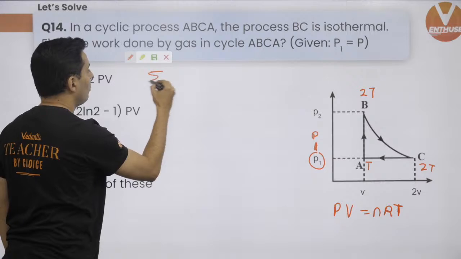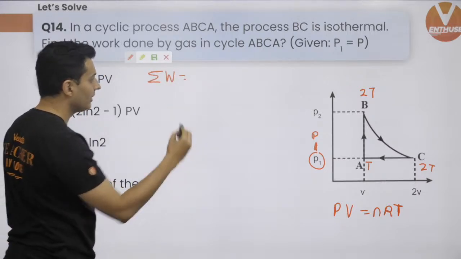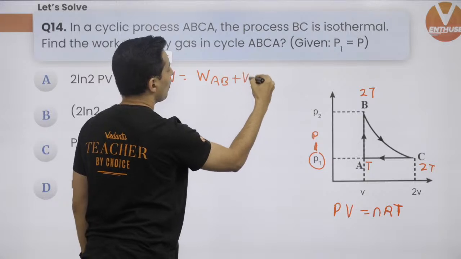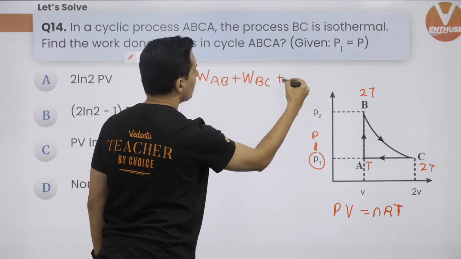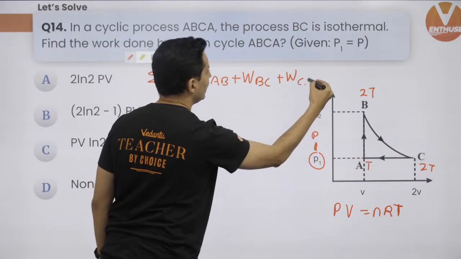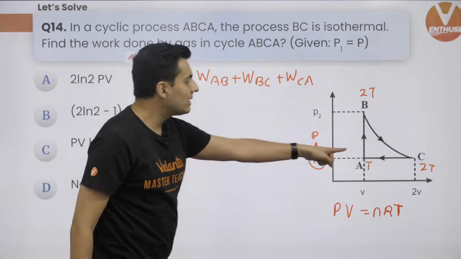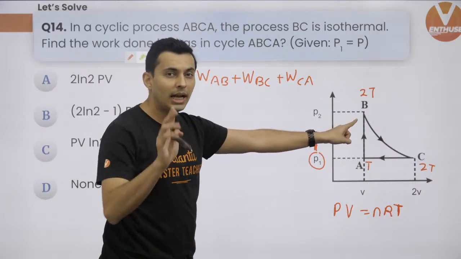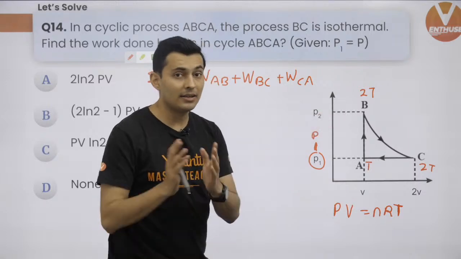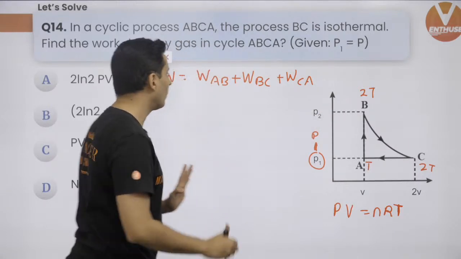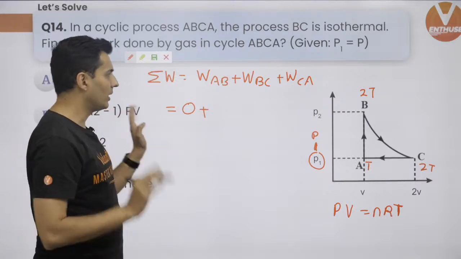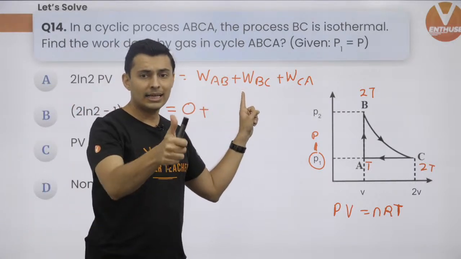Now, the total work done in that cycle will be work done from A to B plus work done from B to C plus work done from C to A. Now you can clearly see that from A to B the volume is constant. That means it's an isochoric process, so the work done is 0. So that's it. From A to B the work done is 0. So forget about it.